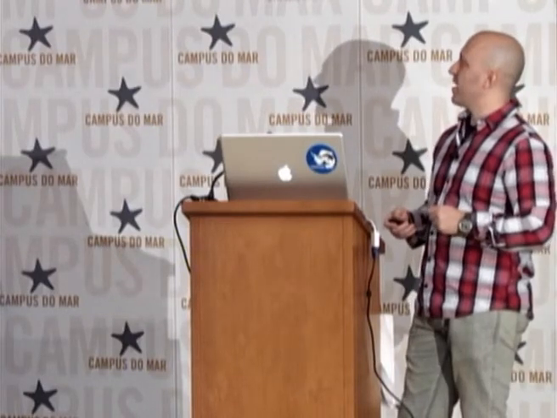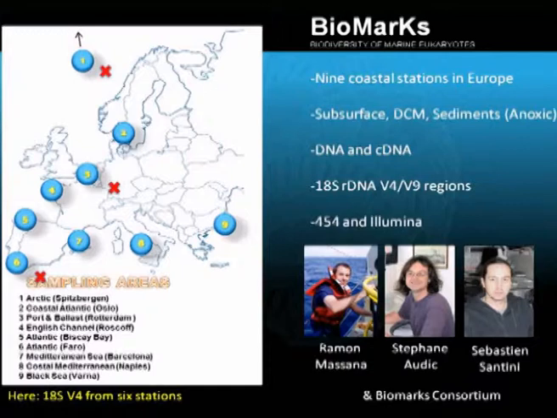So we are involved in this project, which aims at looking at protist diversity in European coastal waters. There are 9 coastal stations in Europe, but I'm going to talk about only 6 of them. Samples were taken from subsurface, DCM, sediments. We look at DNA and cDNA, mostly focusing on the 18S. We've done mostly 454 and some Illumina as well. And this work is done with Ramon Massana and other people from France and the BioMarKs Consortium.